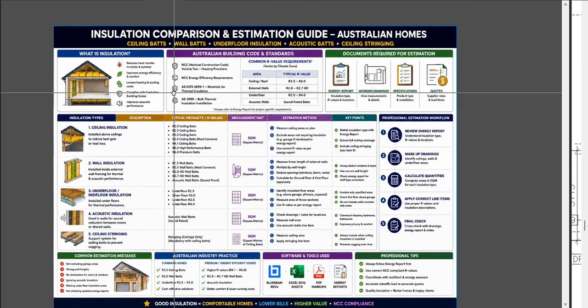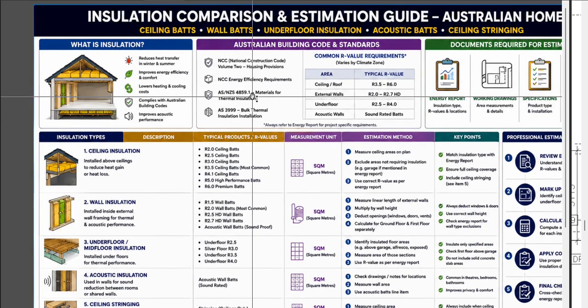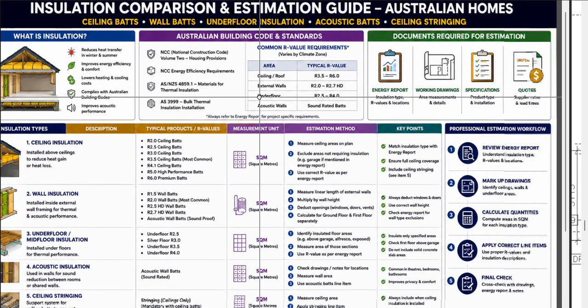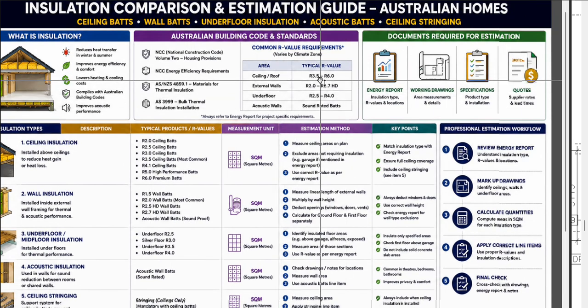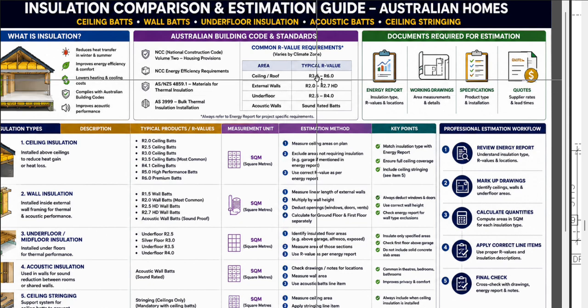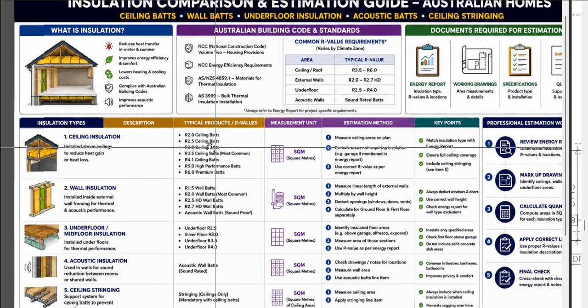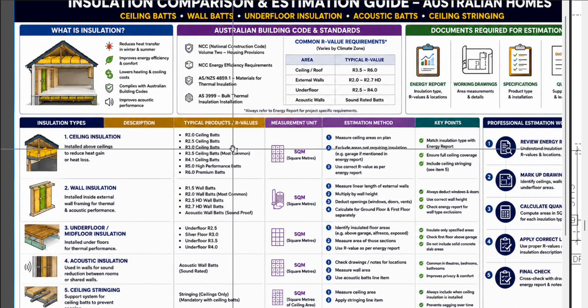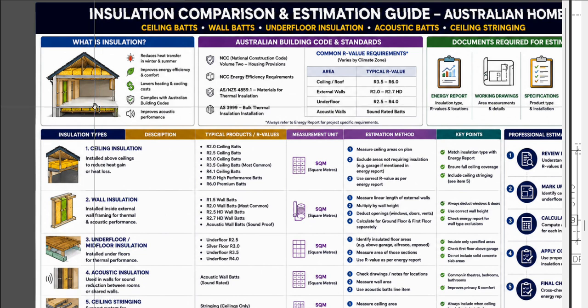The main document to check for insulation is always the energy report, which is according to NCC guidelines, the National Construction Code Volume 2, Housing Provisions. These are the codes which are used. We have ceiling and roof R-value based insulation, such as R3.5, or ceiling insulation R2.0, R2.5, R3.0, designed as per that. Sometimes flooring also, when mentioned in your energy report.